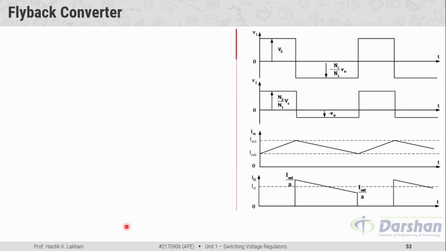Right, so here in the waveform you can analyze the behavior of the parameters. During the second interval the voltage across the secondary winding is equal to minus VO, and the voltage across the primary winding is equal to minus N1 divided by N2 into VO. And as the energy is released by the transformer core into the load via the freewheeling diode, the magnetizing current reduces from the maximum value Im1 towards Im0.